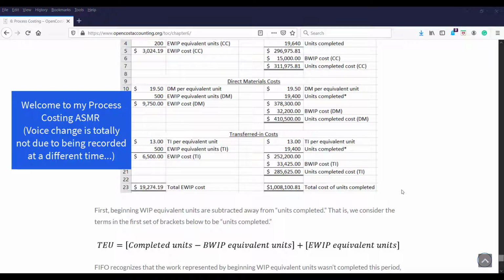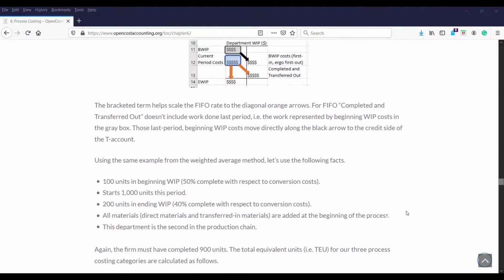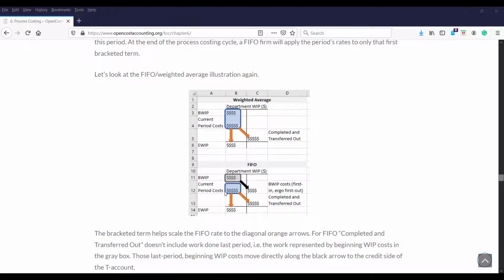So let's summarize here for a minute. We have FIFO, and it takes the costs from the current period. It is very careful about only taking those costs and dividing them up into ending WIP, and those costs that were completed and transferred out. They're going to be credited to our department's WIP account and then debited over to the downstream department's WIP account or to finished goods. And at the same time, keeping the relationship between those beginning WIP units, their equivalent units, whatever completeness we had from them in the last period, and the cost that we incurred last period. So those are going to be the first costs to go to units completed.